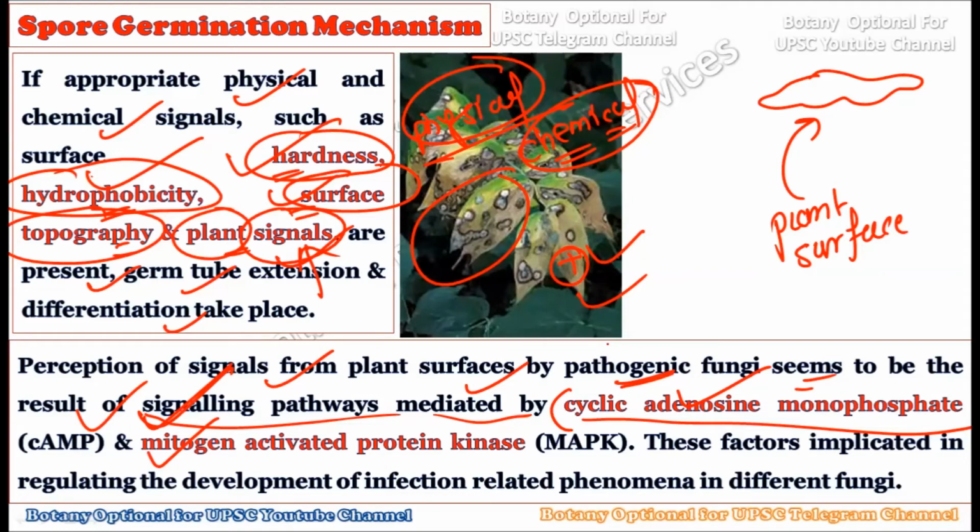Okay. The very first is the cyclic adenosine monophosphate pathway, and the second one is the mitogen activated protein kinase pathway. Now these factors are implicated in the development of infection related phenomena in different fungi.